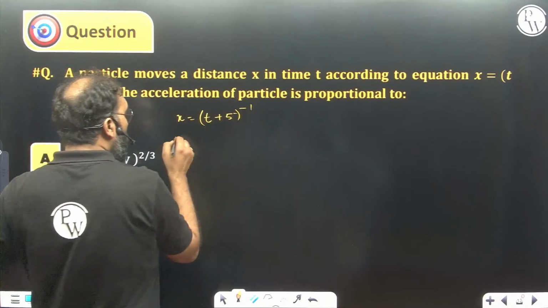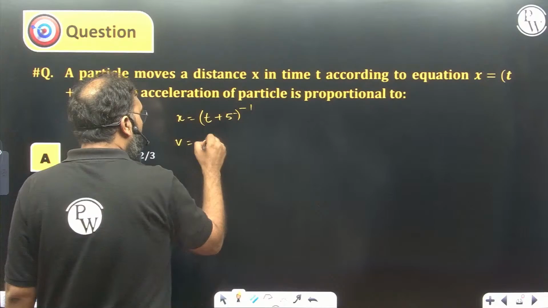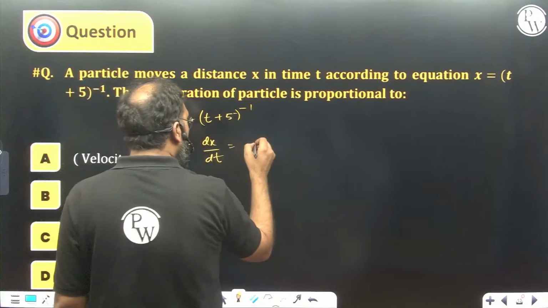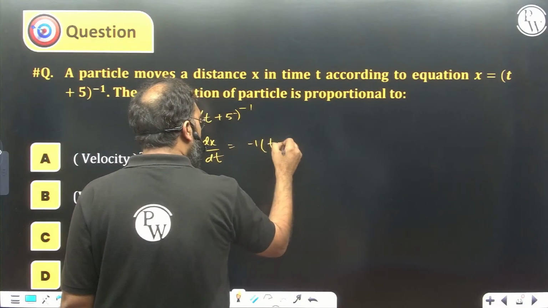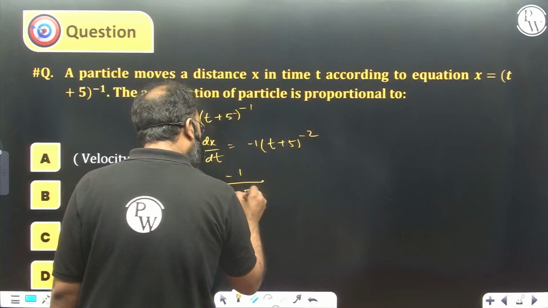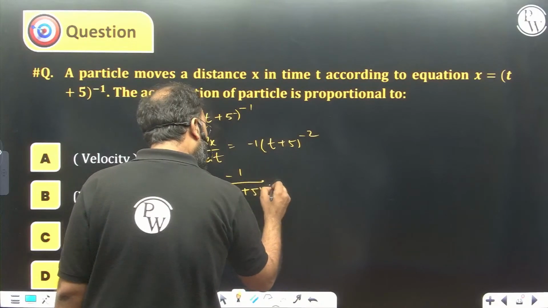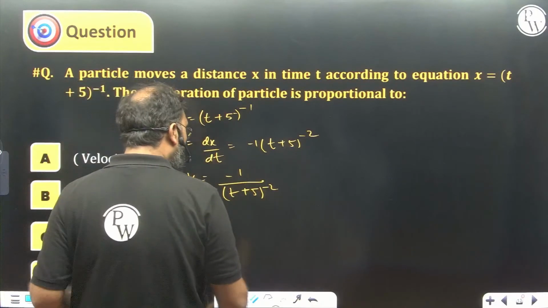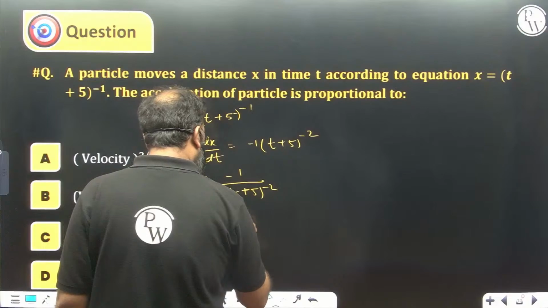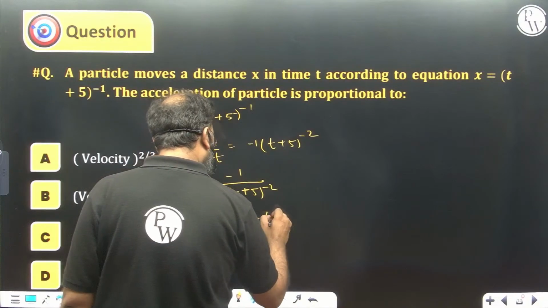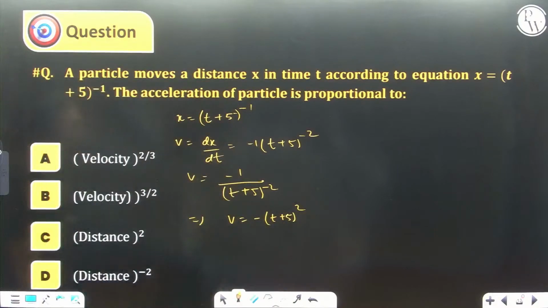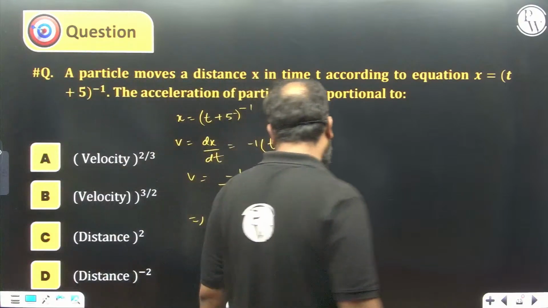So what we are going to do here is, velocity is what? dx by dt. Velocity is dx by dt. So it's minus 1 times (t plus 5) raised to the power of minus 2. So we have got velocity as minus 1 upon (t plus 5) power minus 2, and then from here I can say velocity equals minus (t plus 5) raised to the power 2.